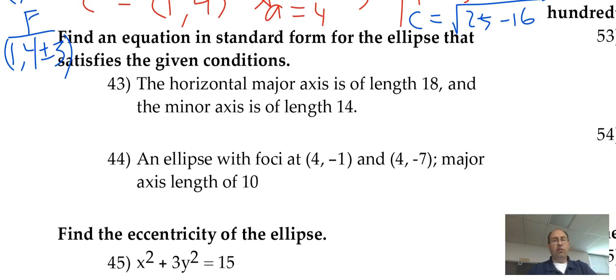Find an equation in standard form for the ellipse that satisfies the given conditions. Horizontal major axis is length 18, minor axis is length 14.